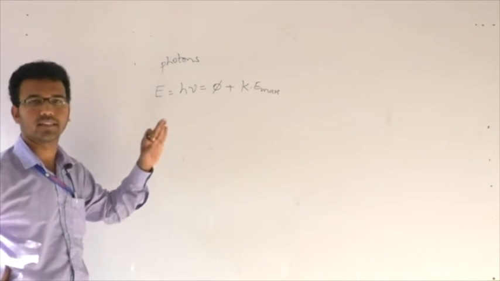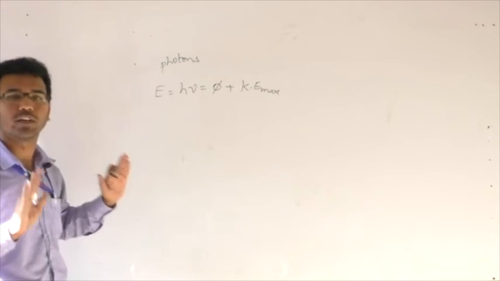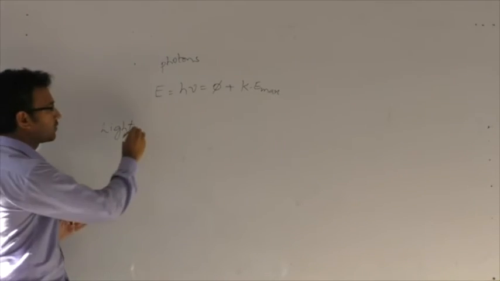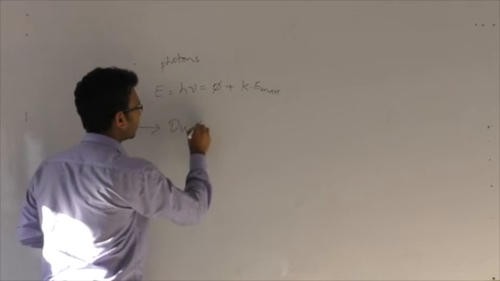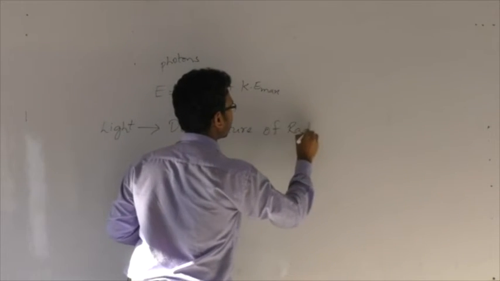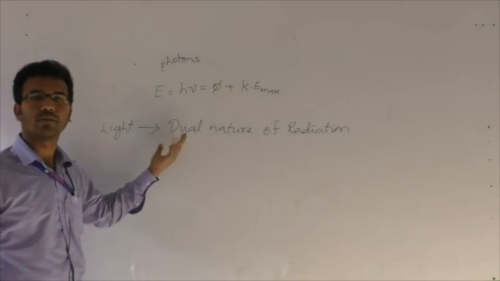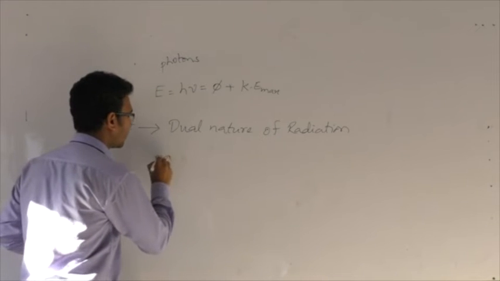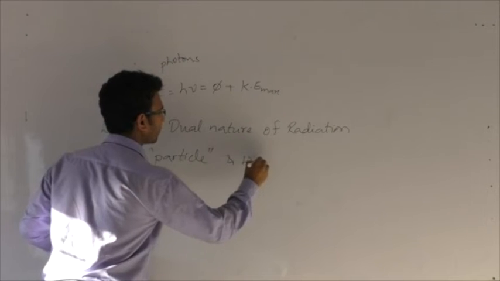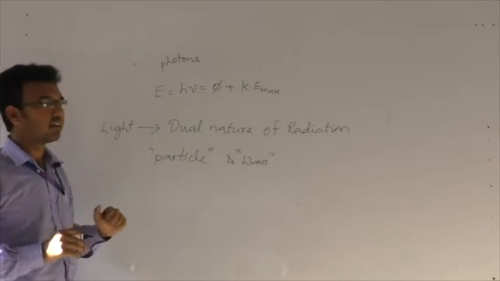Of course, if we go to higher studies, it is even more complex to understand light. But at this stage, we conclude that light has both particle and wave nature, which we call the dual nature of radiation. Dual nature of radiation, or dual nature of light. Dual nature in the sense that it has both particle as well as wave nature. This was a conclusion made by these people during that age.